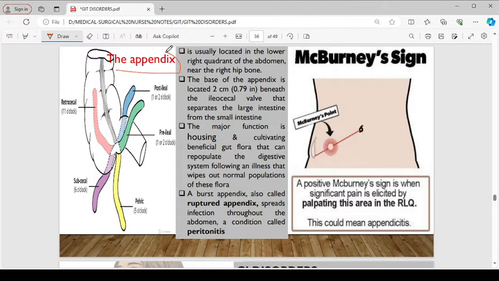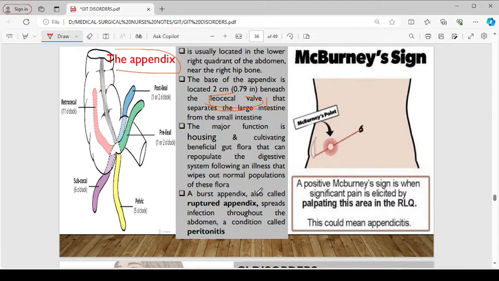Next, we have the appendix. The appendix is usually located in the lower right quadrant of the abdomen near the right hip bone. The base of the appendix is located 2 centimeters beneath the ileocecal valve, which we know separates the large from the small intestines. The major function is housing and cultivating beneficial gut flora that can repopulate the digestive system following an illness that normally wipes out the normal population of this flora.